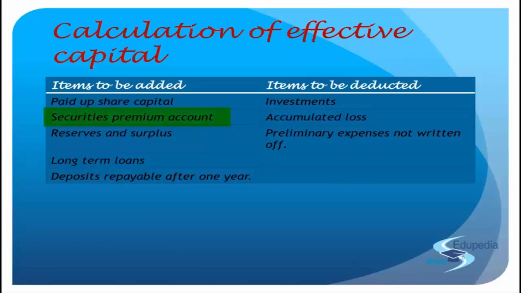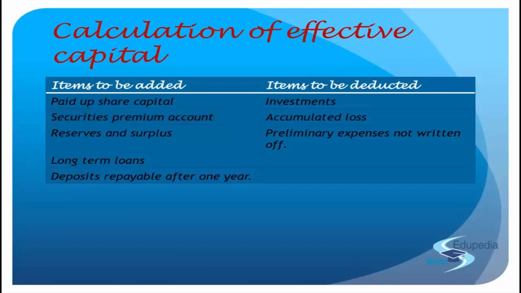Plus, if there is some securities premium, a premium on which you have sold your securities, even that premium will form part of your capital because you have taken extra money as premium for the same security. So whatever money is stored in the securities premium account, even that will form part of your effective capital because you can use that money.